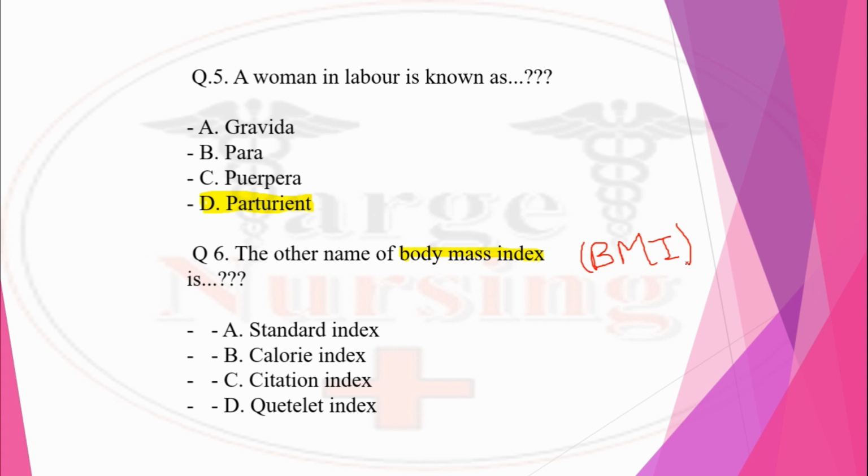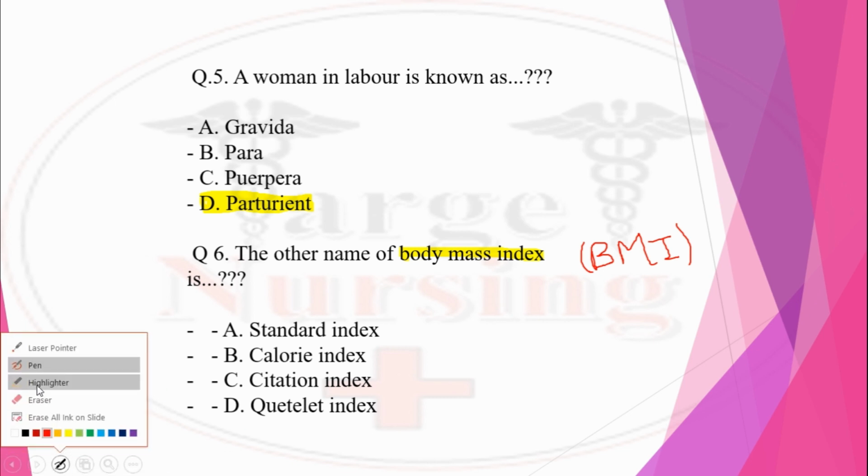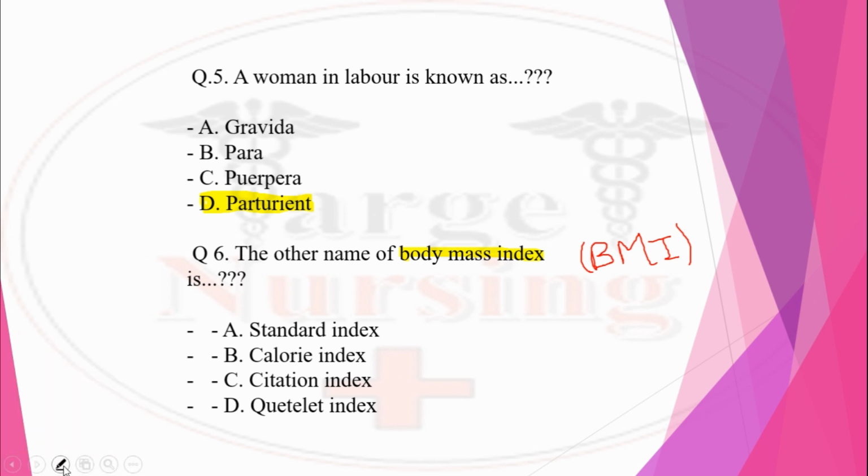So the other name of body mass index is standard index, calorie index, citation index and Quetelet index. So the right answer of this is D, Quetelet index. It is also known as Quetelet index, okay.